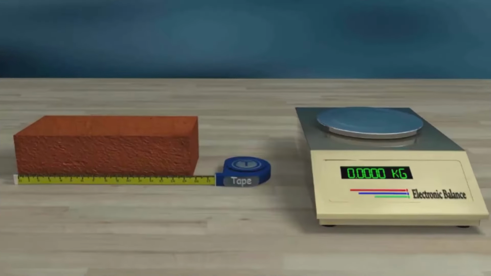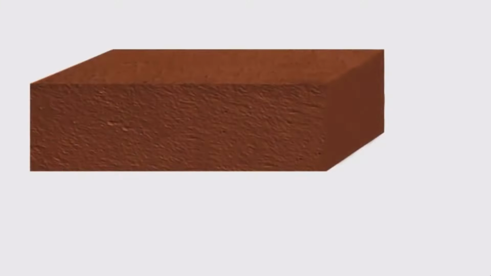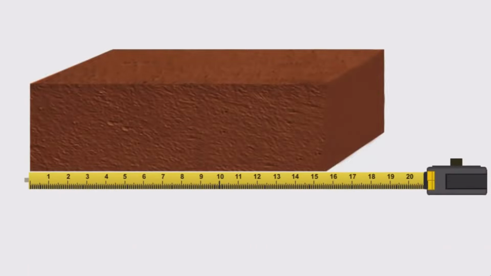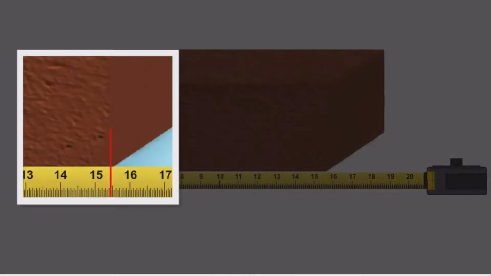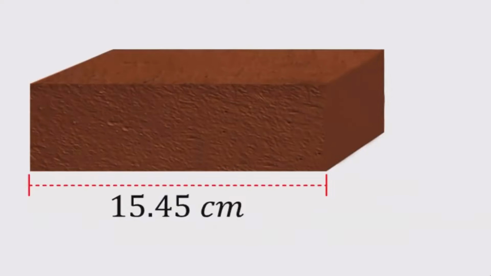When we measure the length or weight of an object, we note the measurement in the form of numbers. Here's a brick. Let's measure its length. Observe that the length is between 15.4 centimeters and 15.5 centimeters. Since we are not sure, we can say that the length is approximately 15.45 centimeters.